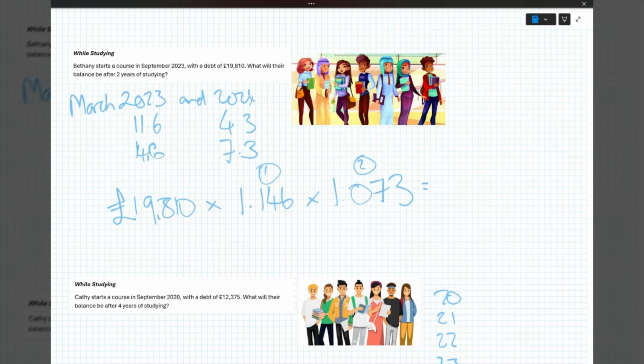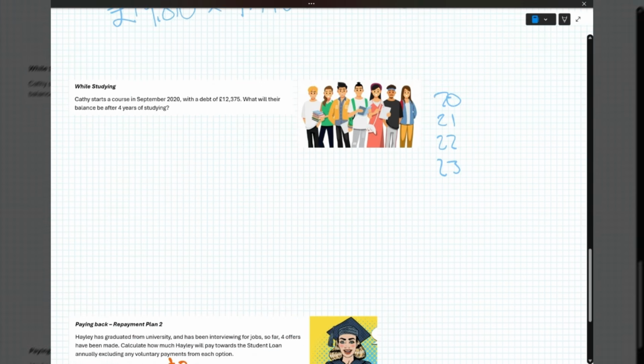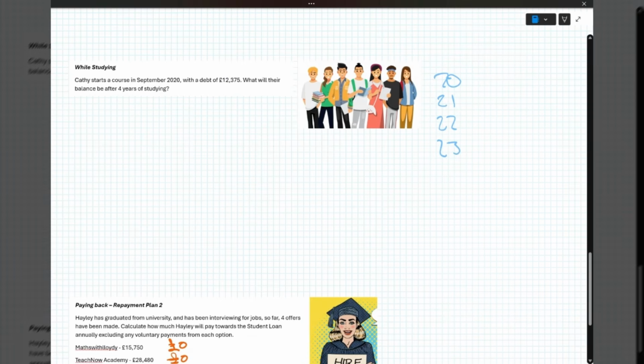So we can do it all in one go. Times by 1.146 times by 1.073, and that gives us £24,359.52.